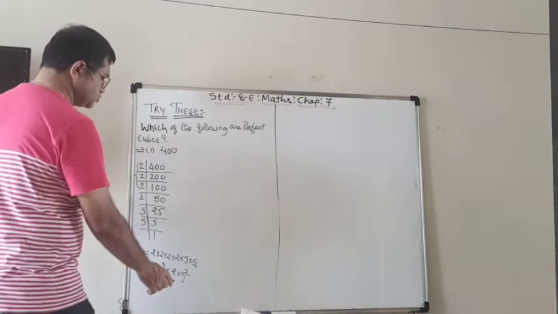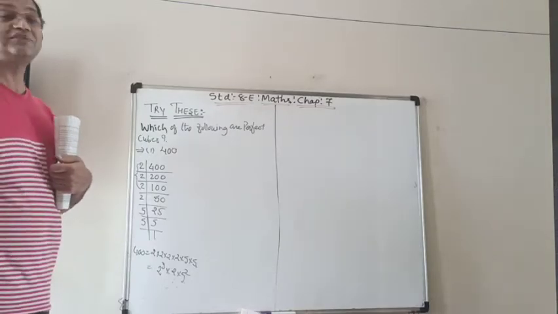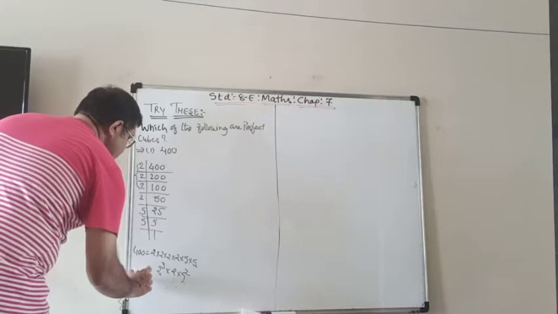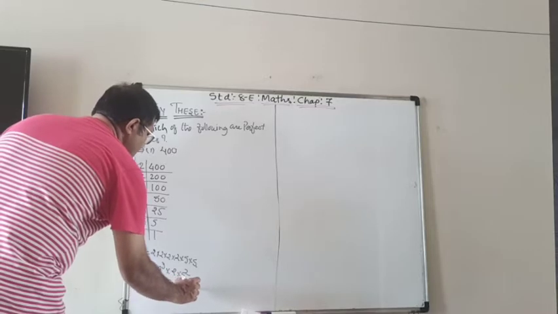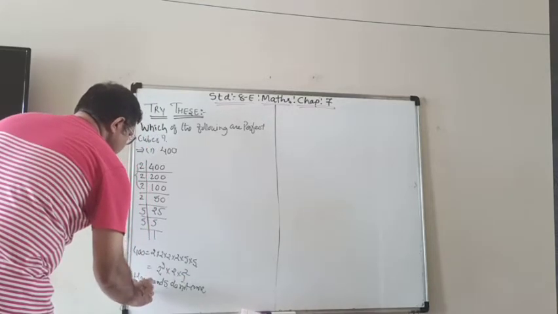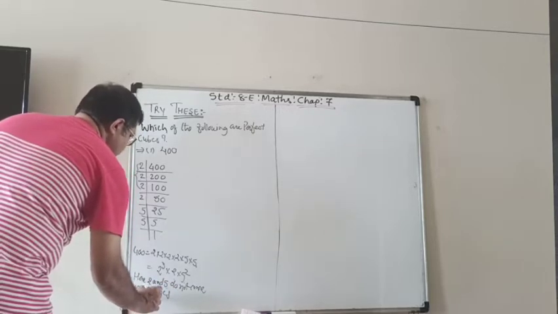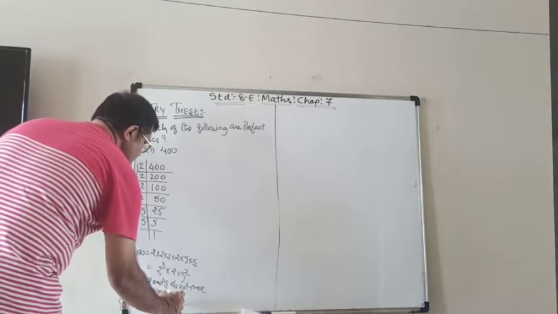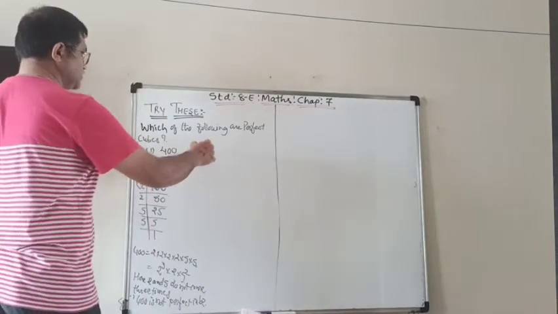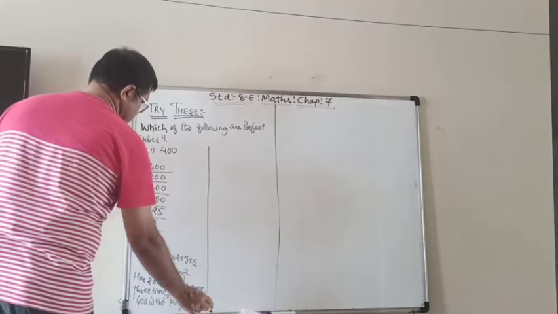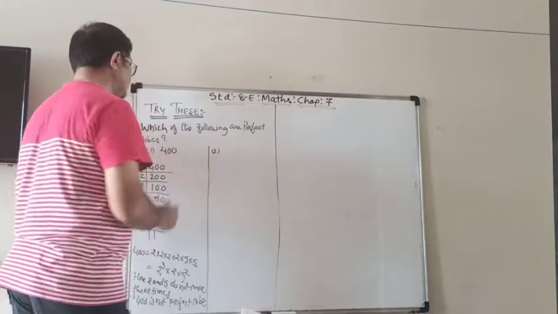So here you can see that 2 and 5 square are not in triplets, means they do not occur 3 times. So here 2 and 5 do not come 3 times. Therefore, 400 is not a perfect cube. So as I told you, all must be in triplets. Let's do another one.